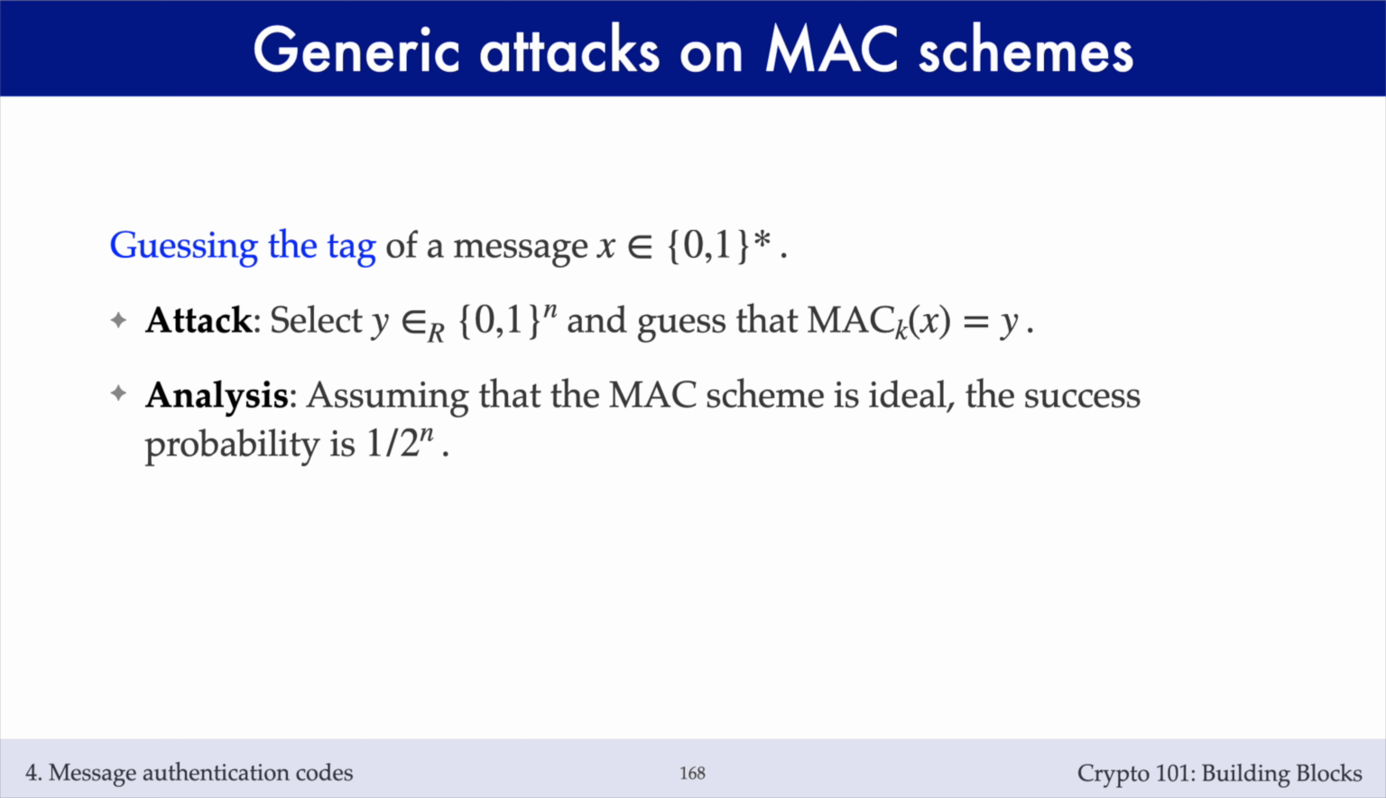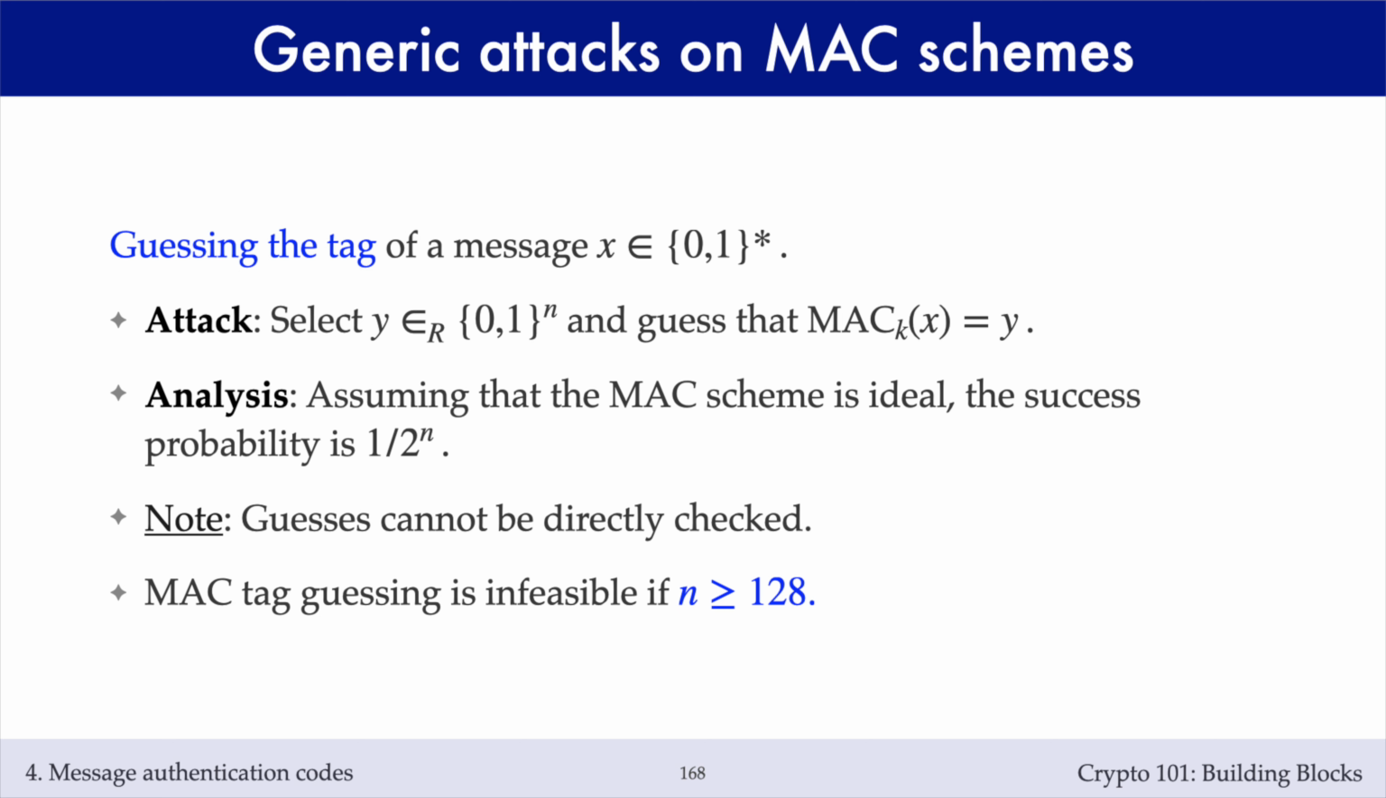The first generic attack on MAC schemes is tag guessing. The adversary selects an arbitrary message x and then selects a random tag y from the tag space and guesses that the MAC of x is y. Assuming that the MAC function is a randomly selected function, the probability of success is 1 over 2 to the n. And that's because the total number of possible tags for x is 2 to the n. Note that the adversary cannot check her guess directly because the adversary does not know the key k.